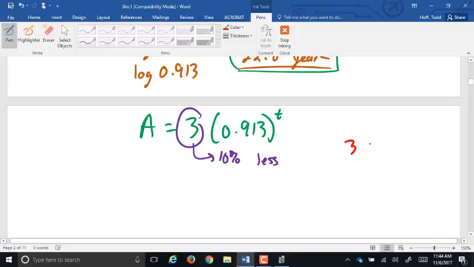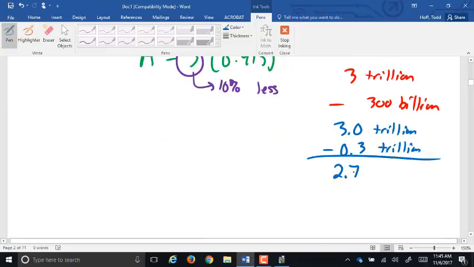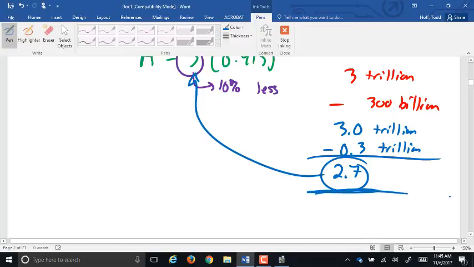Okay, so that's 3 trillion minus 300 billion, which is 3.0 trillion minus 0.3 trillion. So that starting amount, instead of being 3, is going to be 2.7.